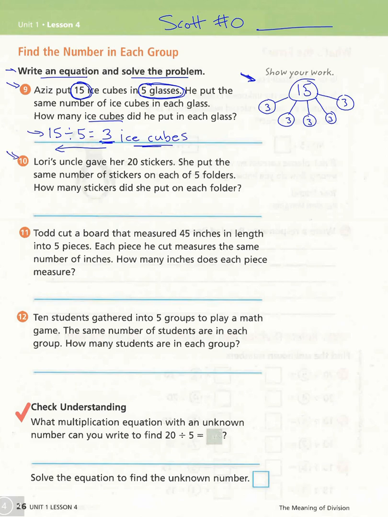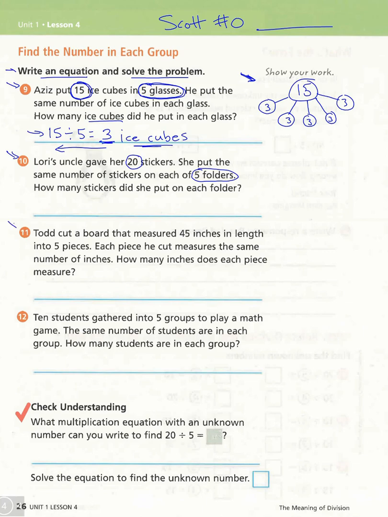All right, so number 10 says Lori's uncle gave her 20 stickers. So let's circle that. That's our starting amount. She put the same number of stickers on 5 folders. So it's kind of like glasses. So we have 5 folders. So this is really similar to what we just did on number 9. So again, pause the video, show me all that work, and when you're ready to go, let's go on to number 11.